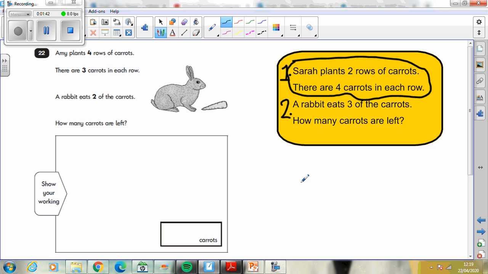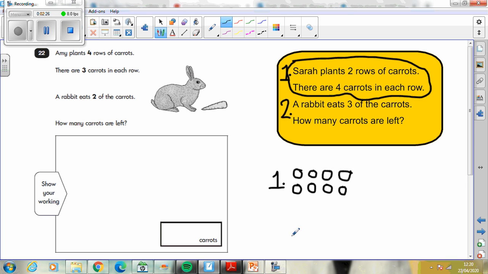The best thing to do, if you're in any doubt, is to draw out the problem. So Sarah plants 2 rows of carrots with 4 carrots in each row. I'm going to draw that out. So I've got 1 row of 4 carrots, and then I've got 2 rows of 4 carrots. There's step 1.